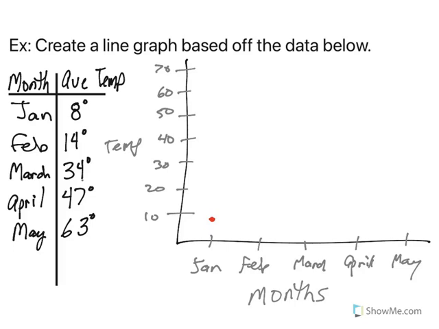February is 14, so that's about halfway between 10 and 20. 34 is about halfway between 30 and 40. April, we're going to go up to 47, which is just shy of 50. And then May, 63. Okay, so after we have our dots, then we can connect them.